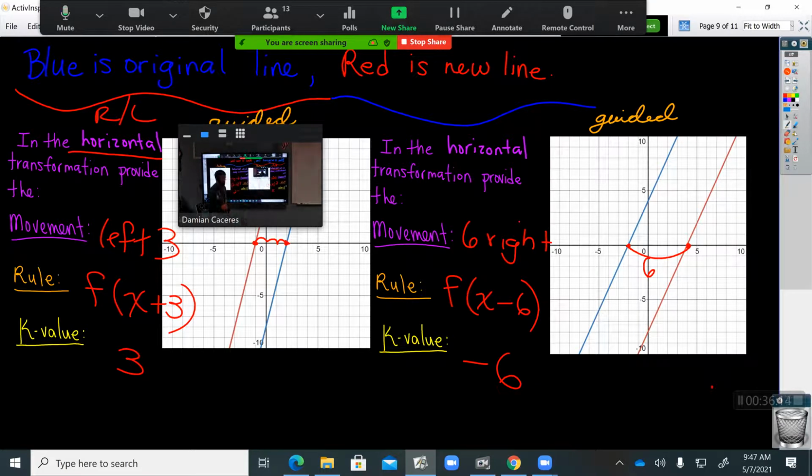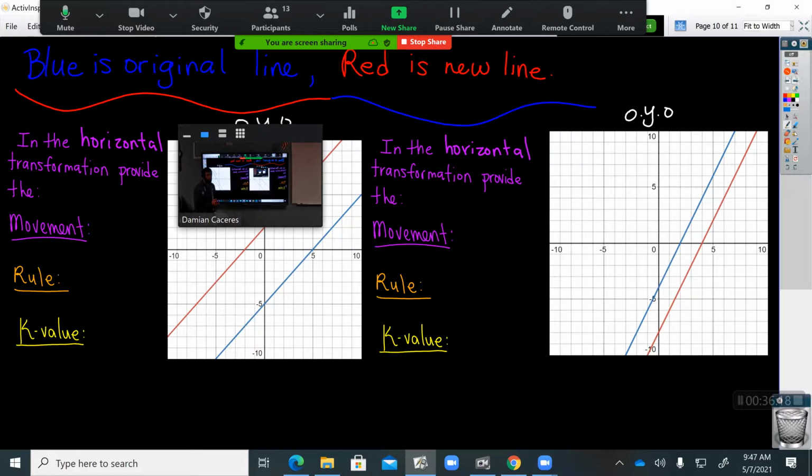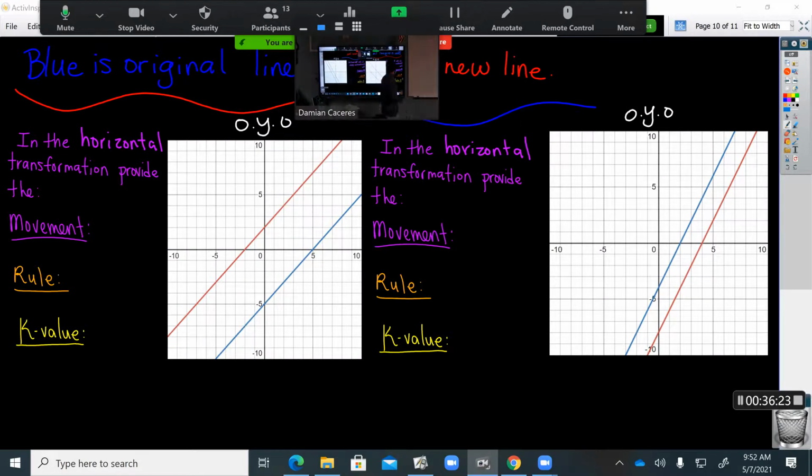Easy enough? All right, try these next on your own questions. Same exact process, horizontal on both. So on the first OYO question, in the horizontal transformation, provide the movement. So from blue to red, you have to go to the left. So this is going to be left 7.